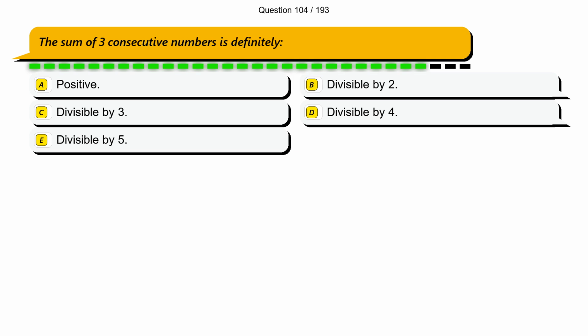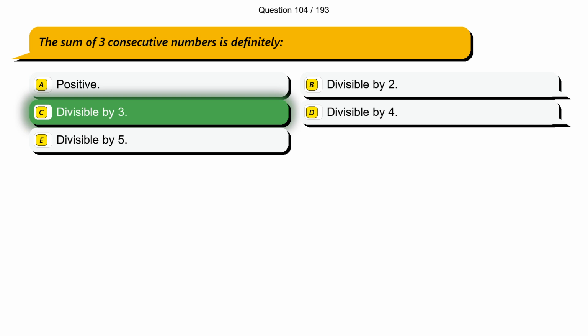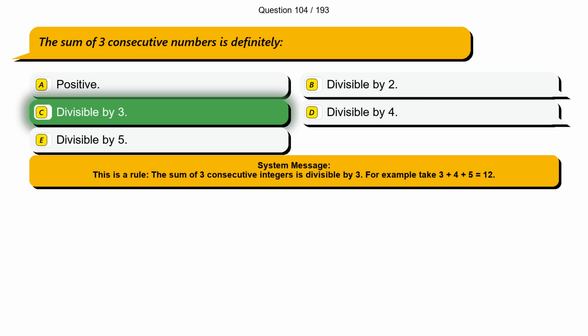Question 104. The sum of three consecutive numbers is definitely, option A, positive, option B, divisible by 2, option C, divisible by 3, option D, divisible by 4, option E, divisible by 5. The correct answer is option C, divisible by 3. This is a rule, the sum of three consecutive integers is divisible by 3. For example, take 3 plus 4 plus 5 equals 12.